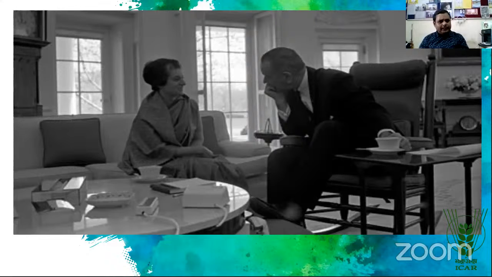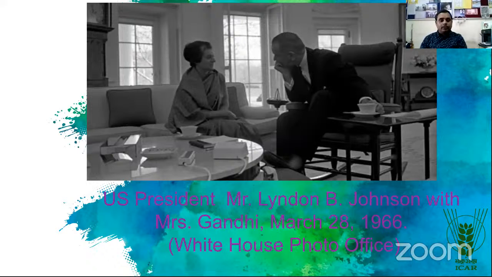If you see this picture, there are two persons. One is a lady belonging to us, Mrs. Indira Gandhi, then Prime Minister of India, the Iron Lady. The other one, very rightly said, is the US President Mr. Lyndon B. Johnson. This was again a date, you just see, 28 March. So the date 28 is coinciding with agriculture, whether it is 28 March 1966, or 28 February 2016, or today, 28 November. So what was the deliberation?